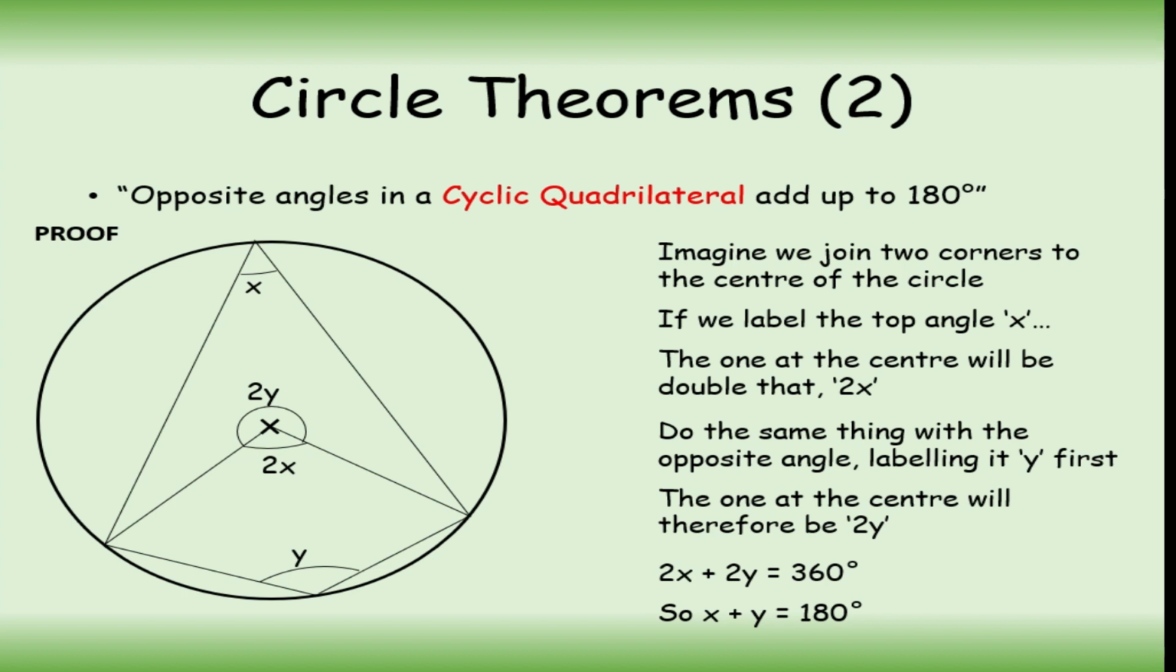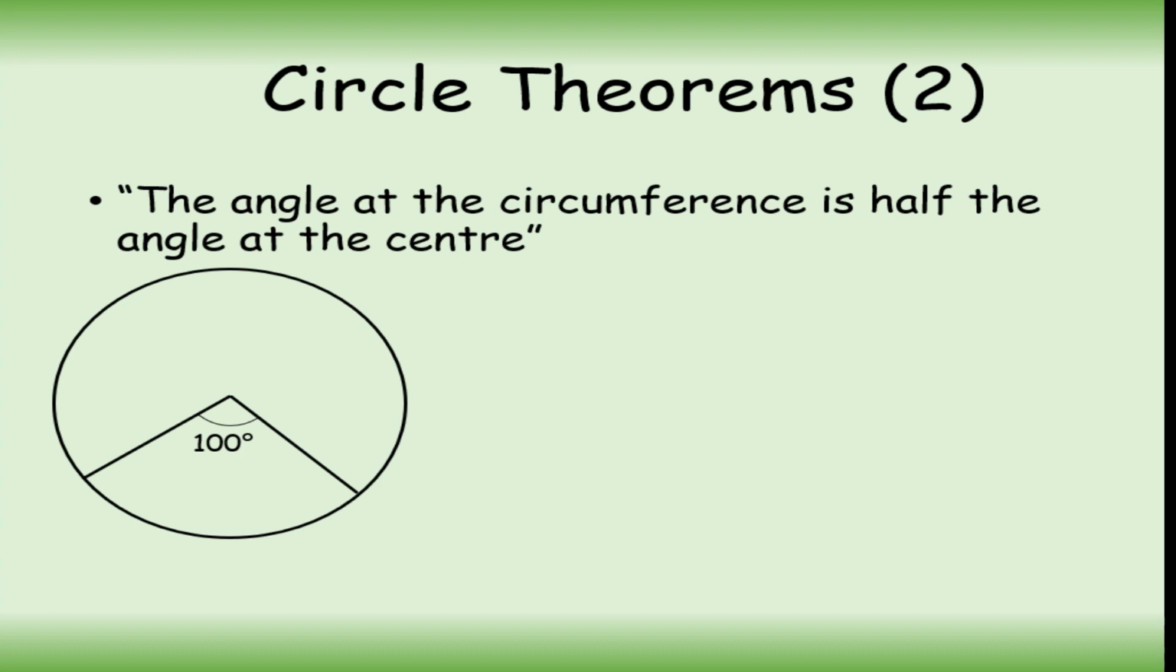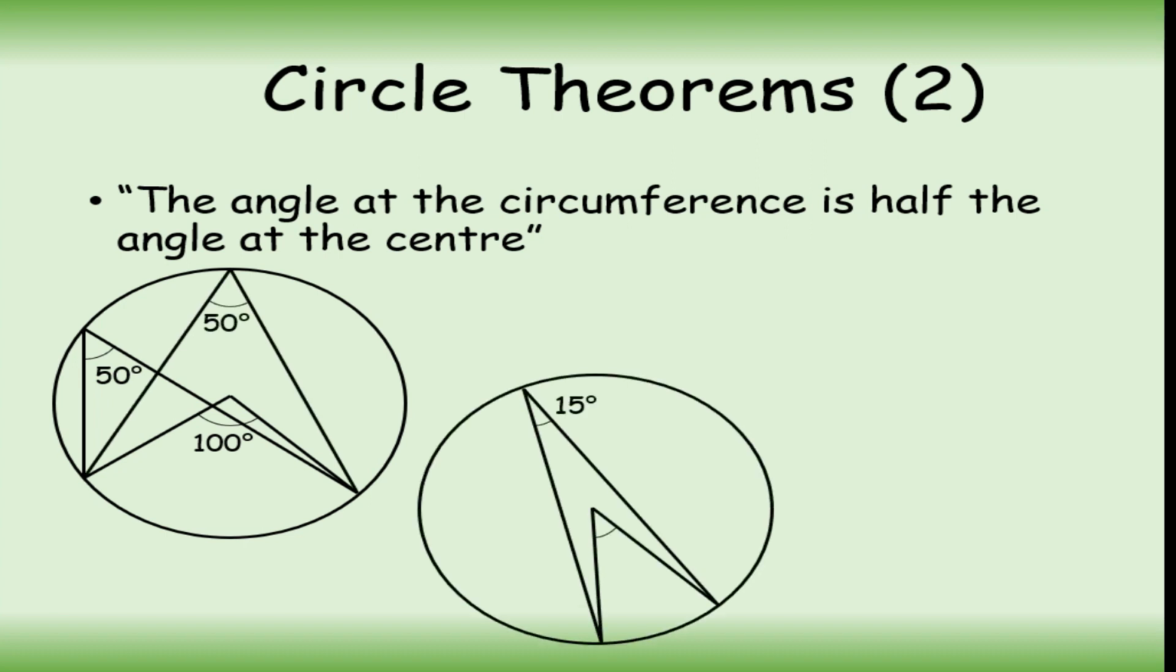Now the angle at the circumference is half the angle at the center. This angle is half that of 50. So we get 50 multiplying 2, you get 100. So it means that the angle formed at the circumference is half the angle formed at the center. So anywhere on the circumference is still the same. Okay, so 15, it means the angle formed at the center will be 30. Anywhere on the circle is the same procedure.